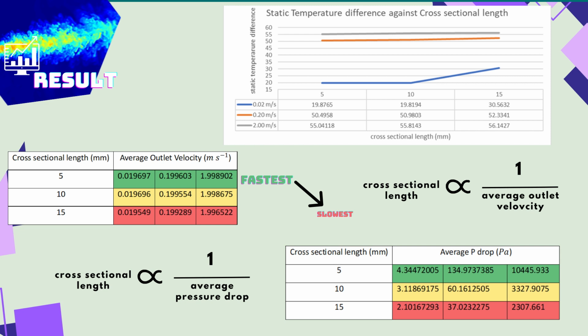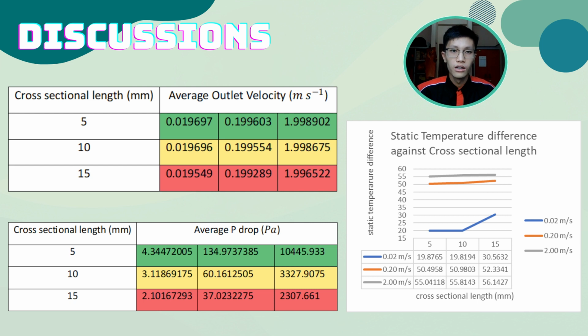For the static pressure drop, since the flow type in the simulation is set up as velocity inlet, the static pressure at the inlet and outlet is generated automatically in ANSYS Fluent. From the table, the trend is totally similar to the average outlet velocity just now. As the cross-sectional length increases, the pressure drop decreases. From the results, it is clear that a decrease in cross-sectional length will increase heat transfer rate and outlet velocity, but it will also increase the pressure drop.